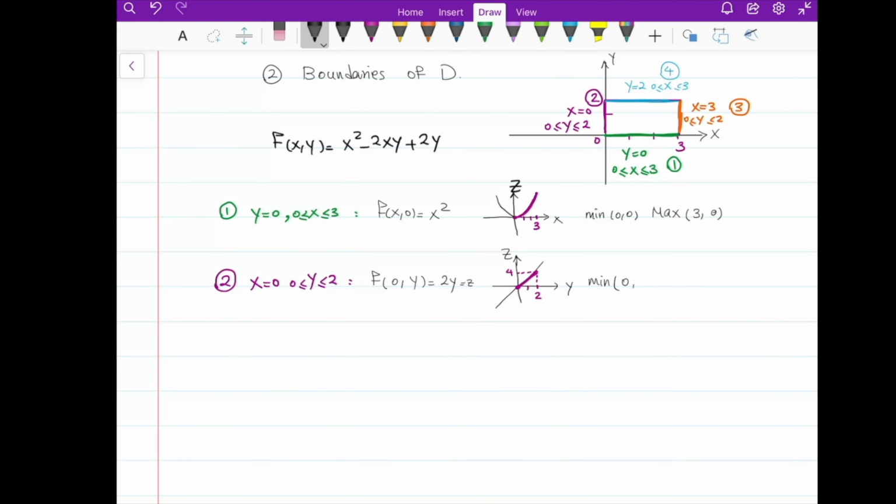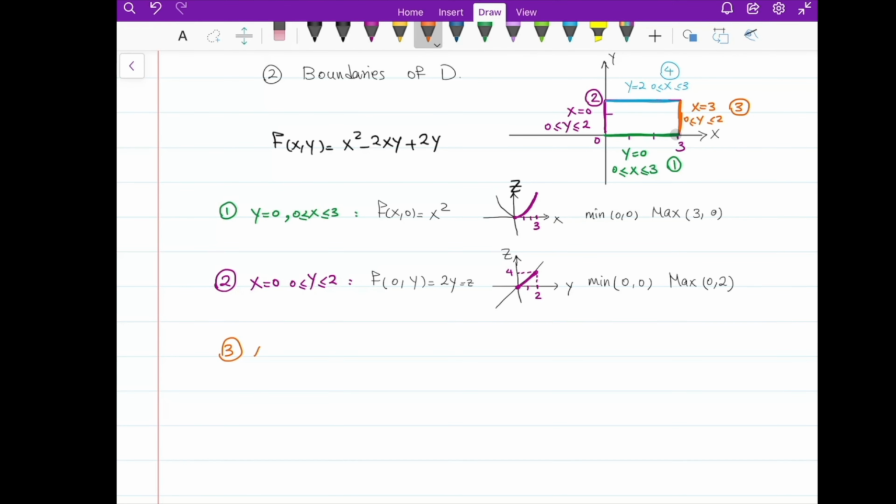Yeah, y is equal to 2, x equals to, I'm sorry, y equals to 0, x equals to 0. And I have a maximum at, you see, x is equal to 0, and then y is equal to 2. Very good. How about the third boundary?